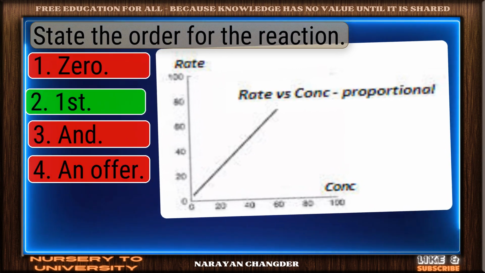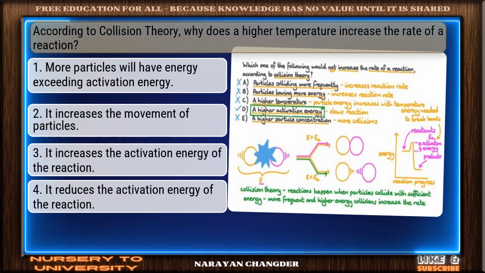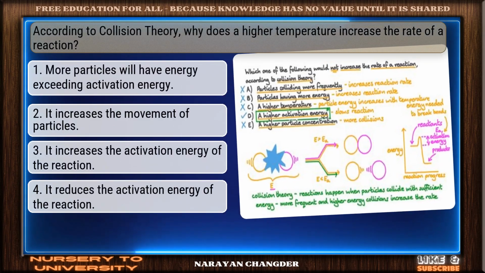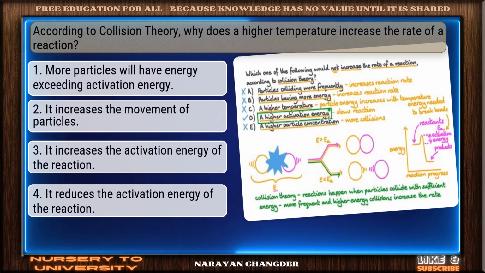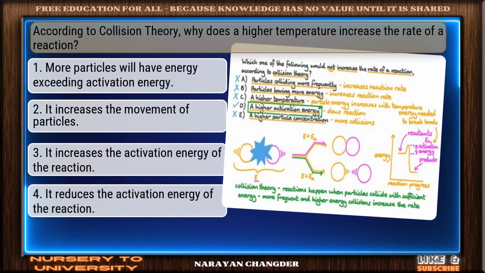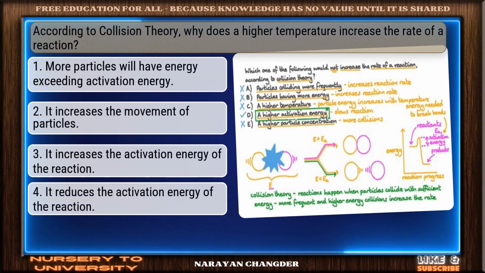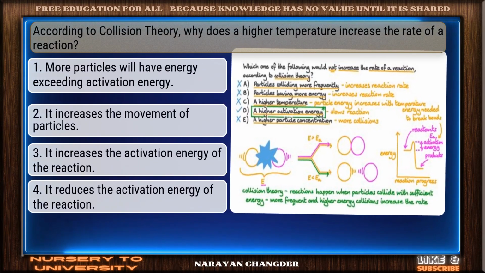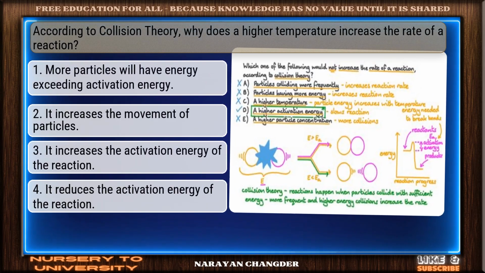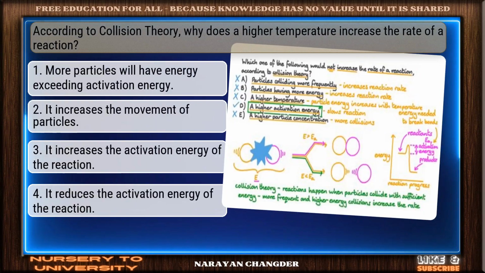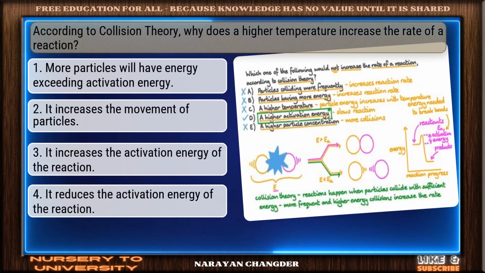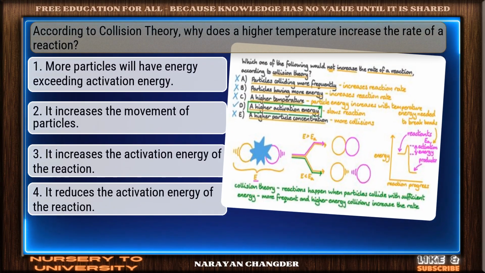Great job! According to collision theory, why does a higher temperature increase the rate of a reaction? Option 1, more particles will have energy exceeding activation energy. Option 2, it increases the movement of particles. Option 3, it increases the activation energy of the reaction. Option 4, it reduces the activation energy of the reaction.